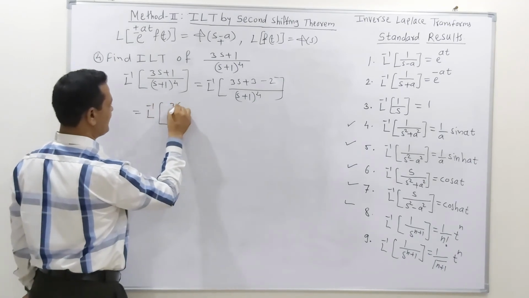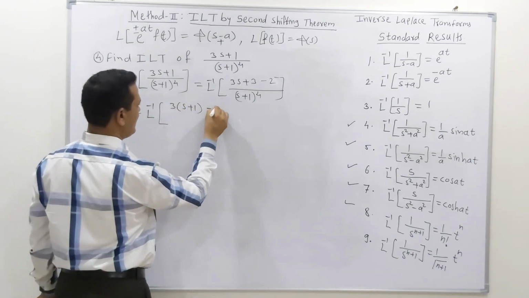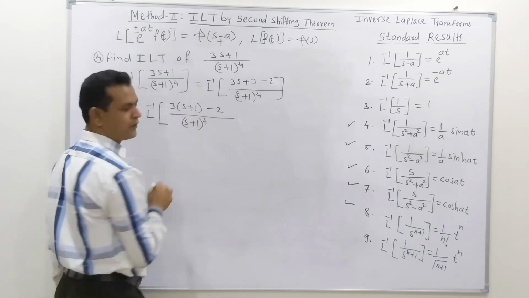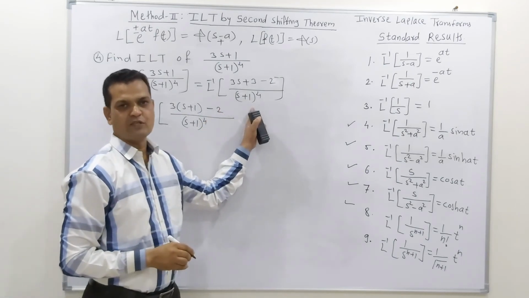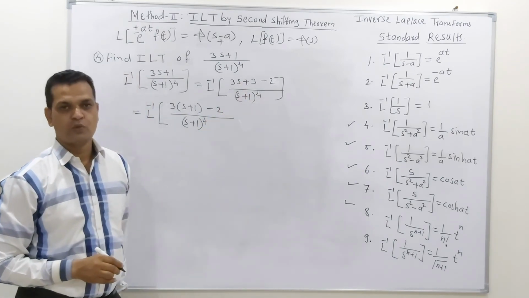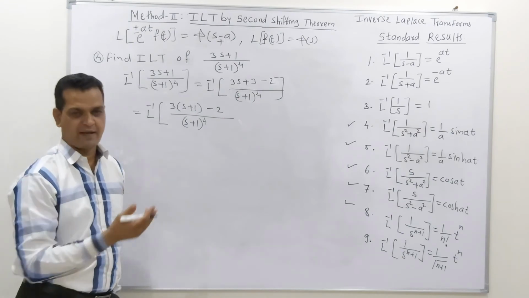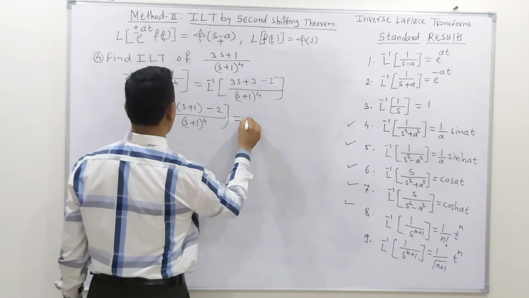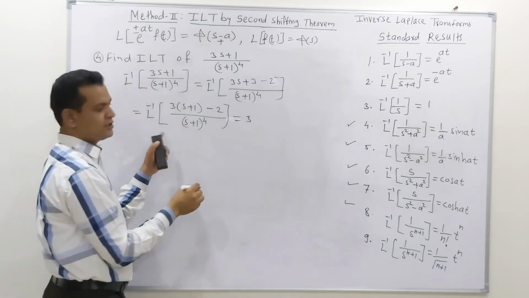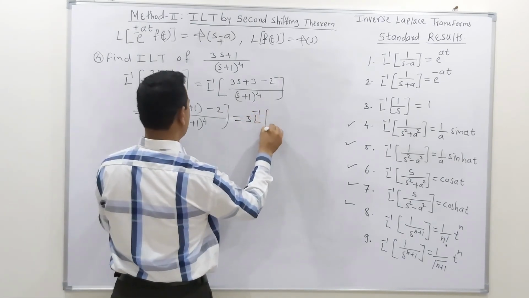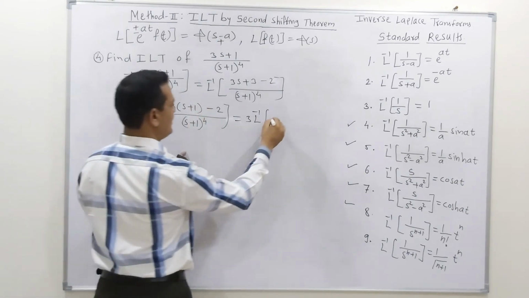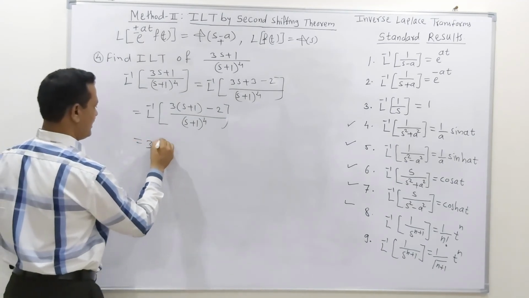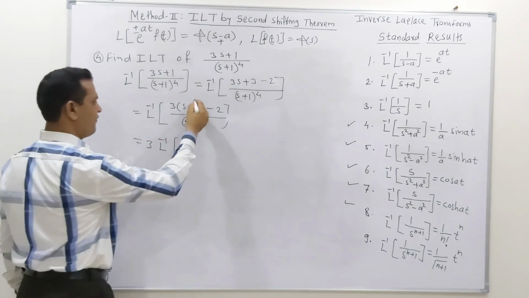So if we adjust this term, then we get this as inverse Laplace transformation of 3 into s plus 1 minus 2, divided by s plus 1 raised to 4. So here in the denominator we get s plus 1, that's why we adjust the numerator also in terms of s plus 1 terms, so that we can apply the concept of second shifting theorem. So now next step, here we can write this as 3 is constant, then inverse Laplace transformation of one term will get cancelled.